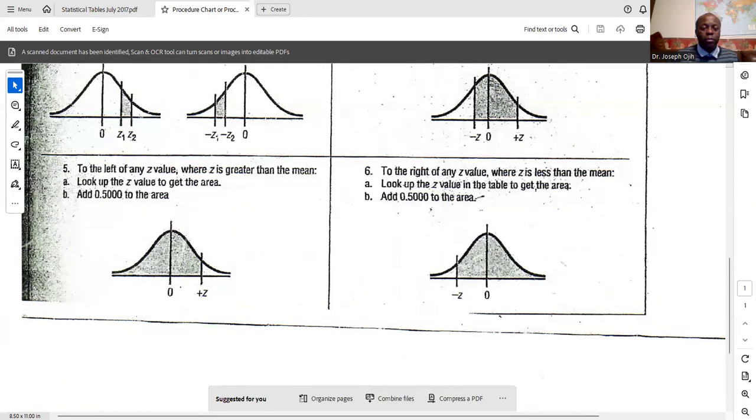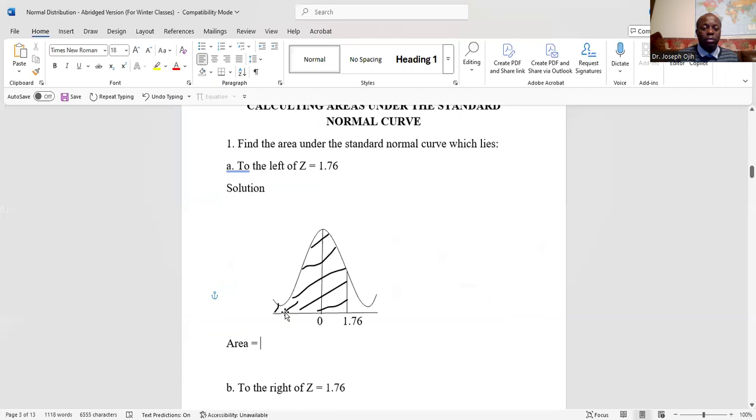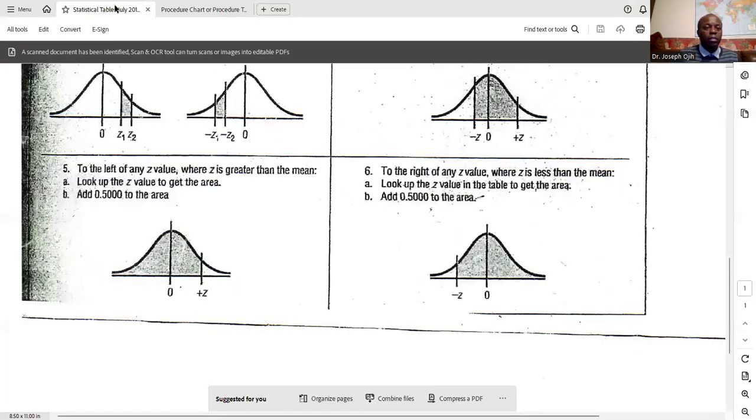So we're looking for the area for z = 1.76. First of all, we start with 0.5, so we're going to put 0.5 plus. Now look for 1.76 on the table of normal distribution. I'm going to look for 1.76 here.